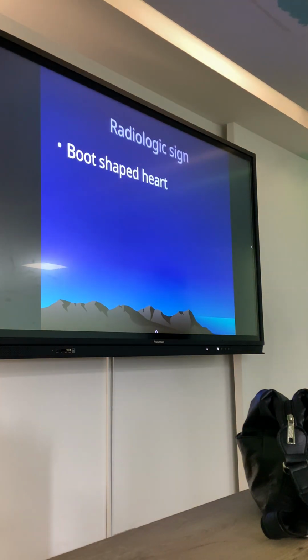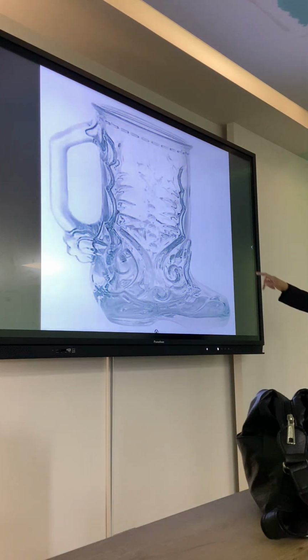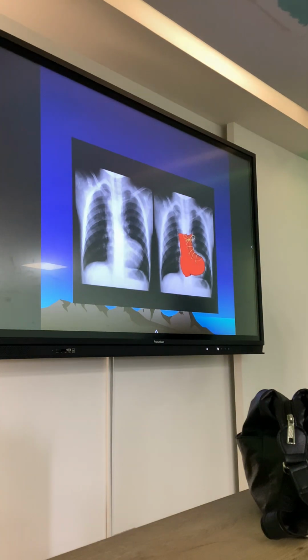And something very important is in radiology, in chest X-ray, they have a heart like a boot. Do you know what a boot is? Yes. Boot, okay? You can see the heart like this. Boot shape is related to what disease?